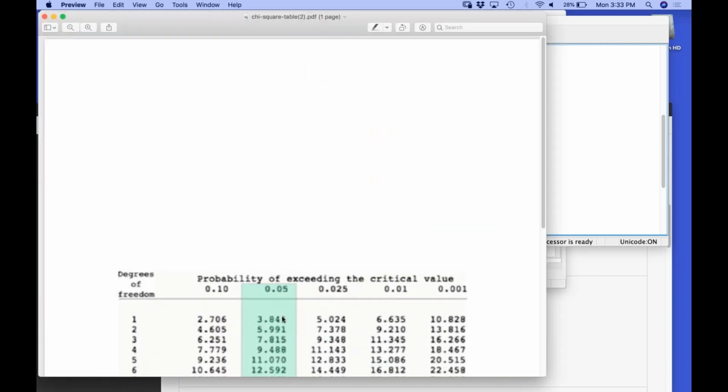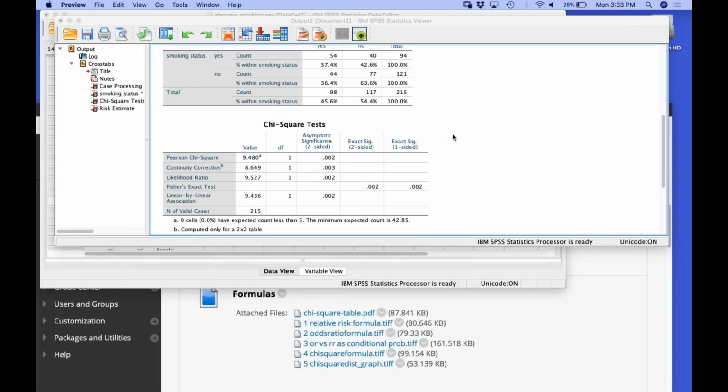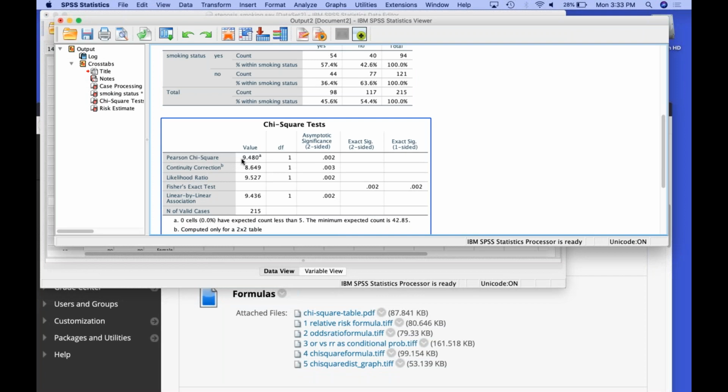Okay, so 1 degree of freedom was 3.841. If the chi-square value that I calculated from this table was 3.841, what do you think the significance would be? What number would we see in that box? If it's exactly what we need to reject the null hypothesis, what probability would we see in that box? It would be exactly 5%, right?